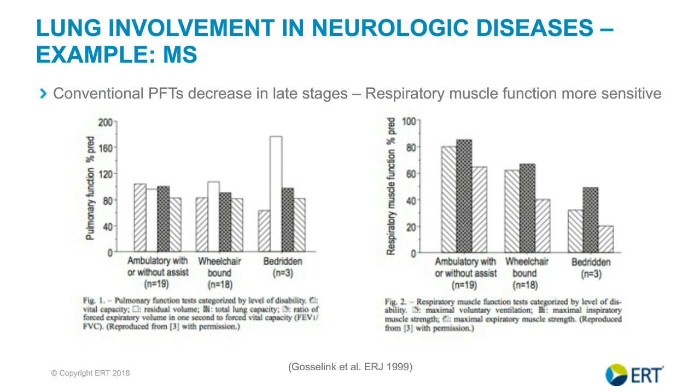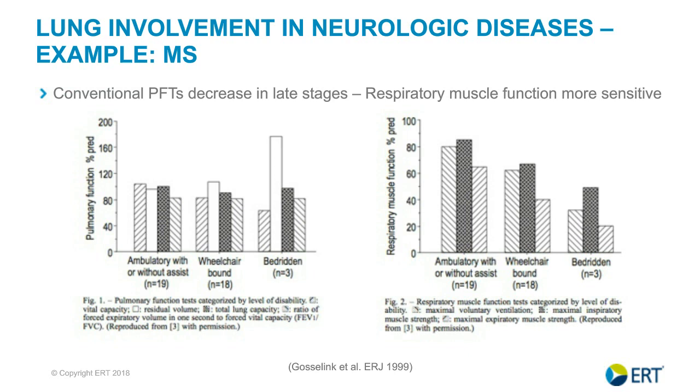However, the ability to discriminate in early stages of the disease using these parameters is not very big. You can see in the graph on the left side that those patients who have a very severe form of MS, who are bedridden, have marked differences in pulmonary function and percent of predicted. However, if you look at those patients who have, for example, less severe disease, who are ambulatory without assist, or who are in a wheelchair, there are only very small differences in conventional lung function parameters.